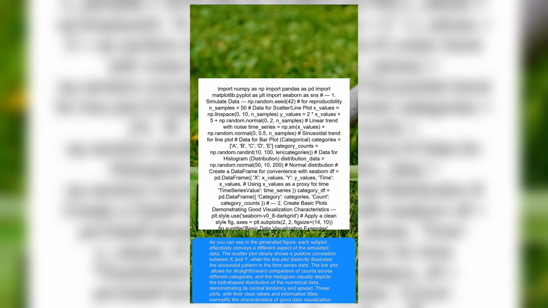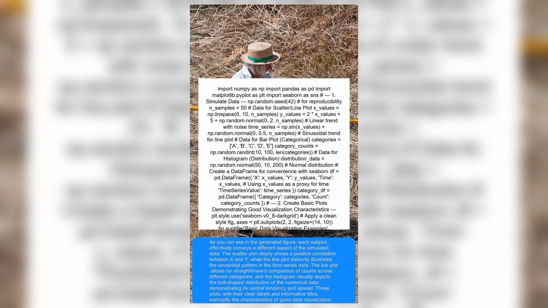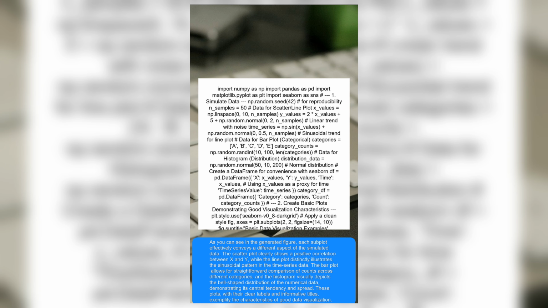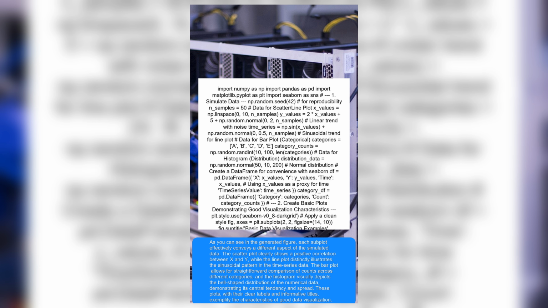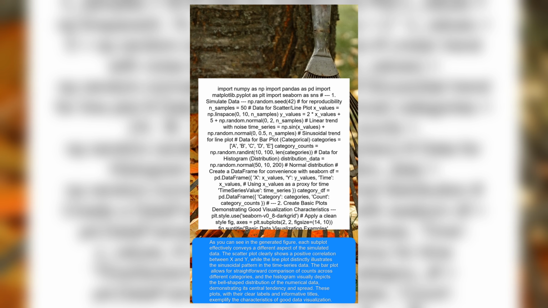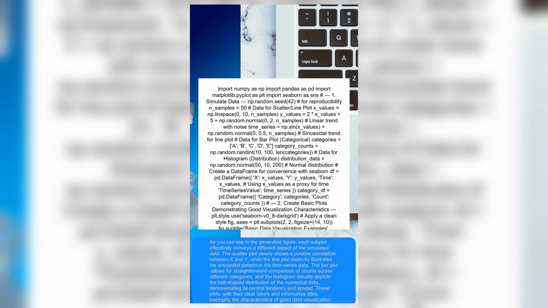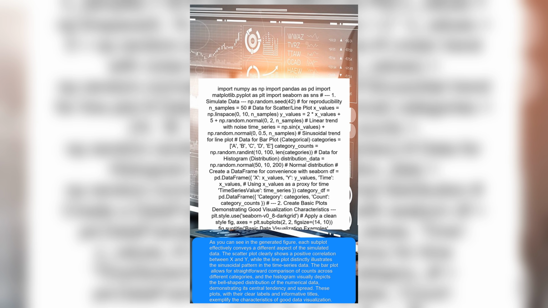As you can see in the generated figure, each subplot effectively conveys a different aspect of the simulated data. The scatter plot clearly shows a positive correlation between x and y, while the line plot distinctly illustrates the sinusoidal pattern in the time series data. The bar plot allows for straightforward comparison of counts across different categories. And the histogram visually depicts the bell-shaped distribution of the numerical data, demonstrating its central tendency and spread. These plots, with their clear labels and informative titles, exemplify the characteristics of good data visualization.